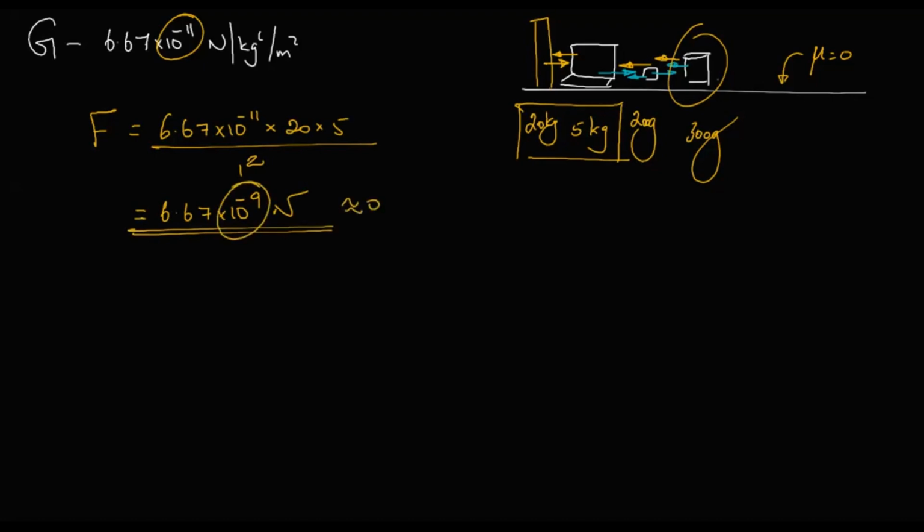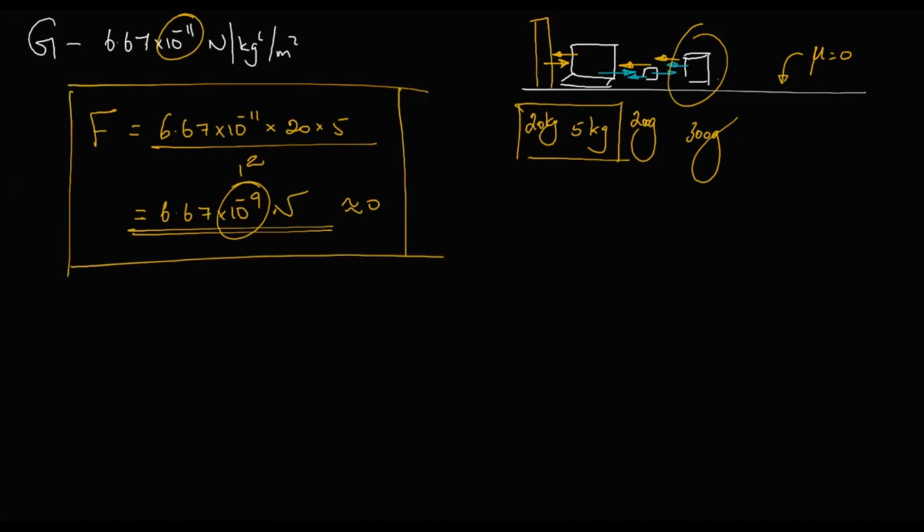Because 10 to the power of minus 9 is 0.000, you have to stack 8 zeros, and at the end you will have 1, right? So that is nearly equal to 0. So this is the reason why on Earth objects are not attracted to each other. Otherwise, each and every object would attract every other object, and they should be moving, or in motion, right?